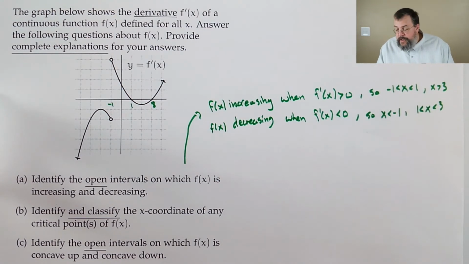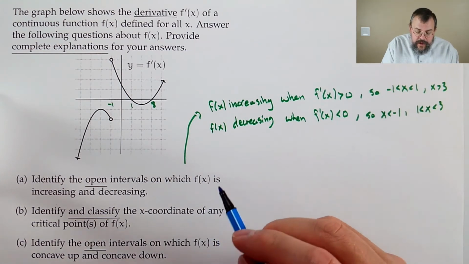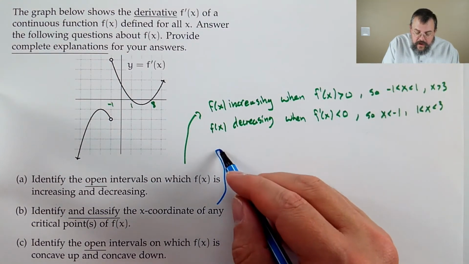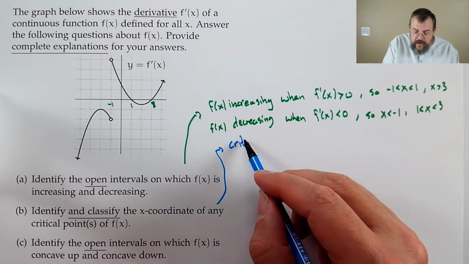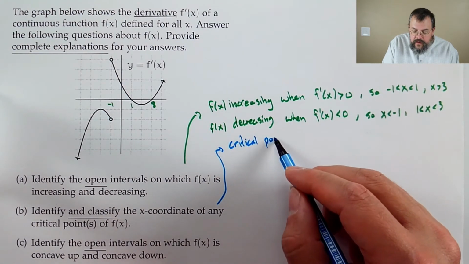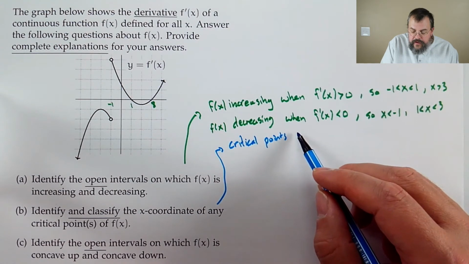Now, part B. Identify and classify the x-coordinate of any critical points. Okay, so where are our critical points? The critical points are where the derivative is undefined.